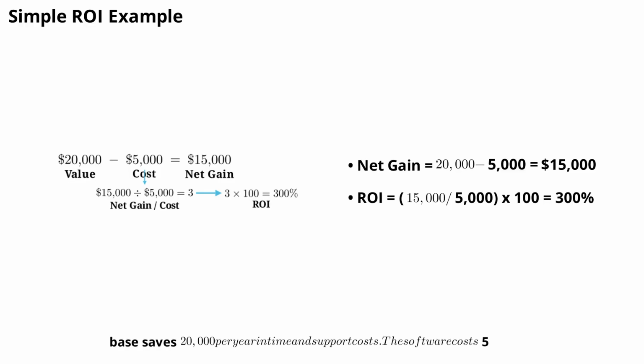The software costs $5,000 per year, including all expenses. Plug these numbers into the ROI formula. Net gain is $20,000 minus $5,000, which equals $15,000. Divide $15,000 by $5,000, then multiply by 100. The result is an ROI of 300%.